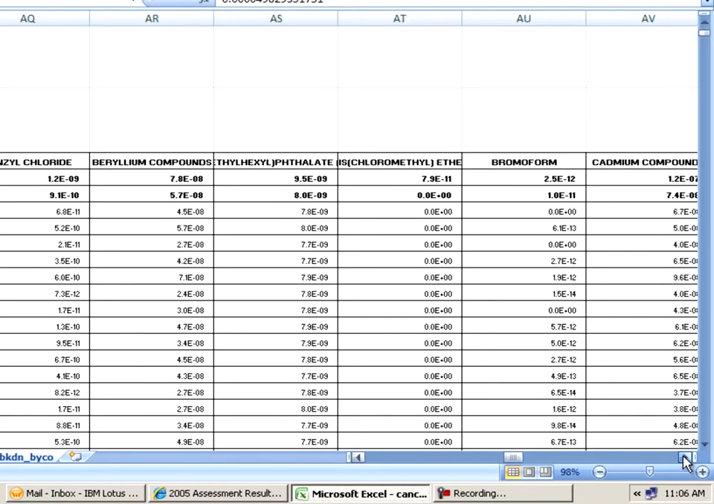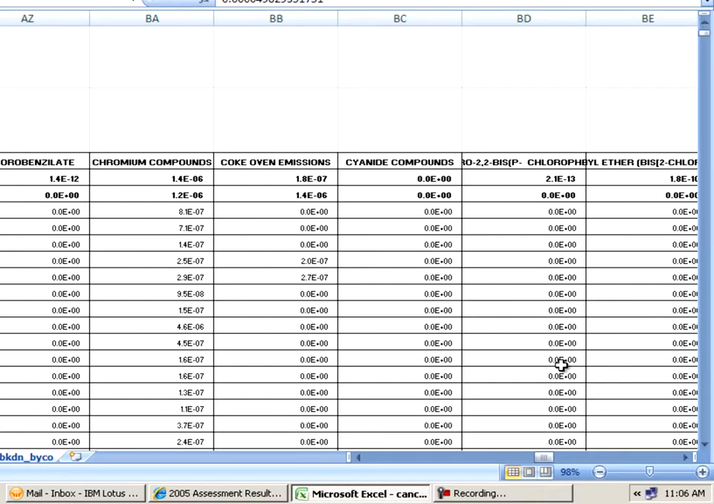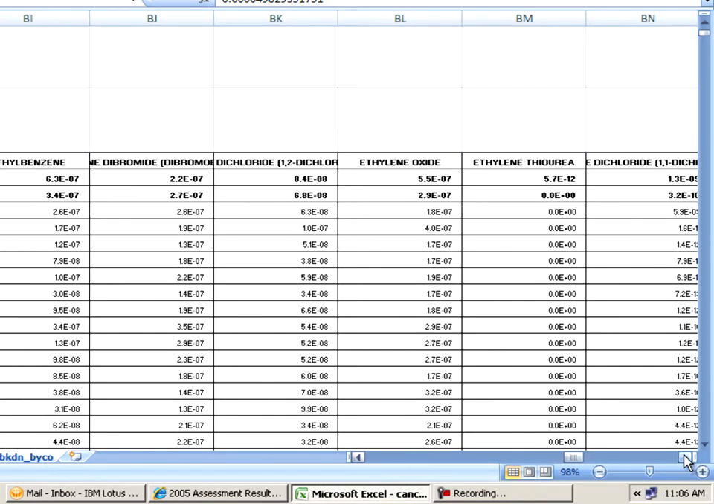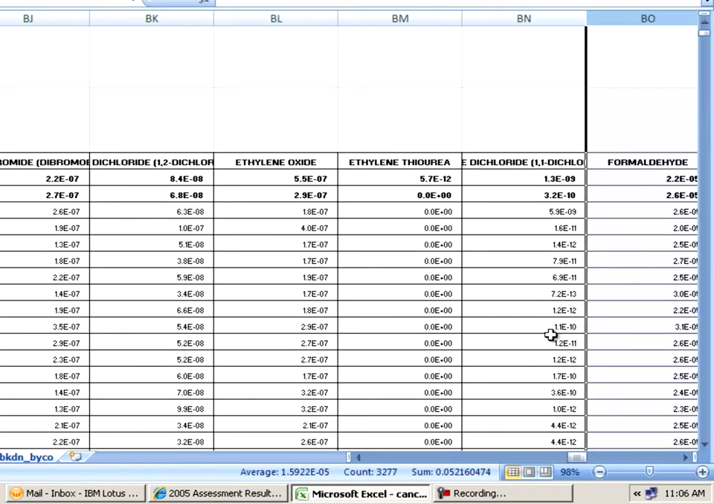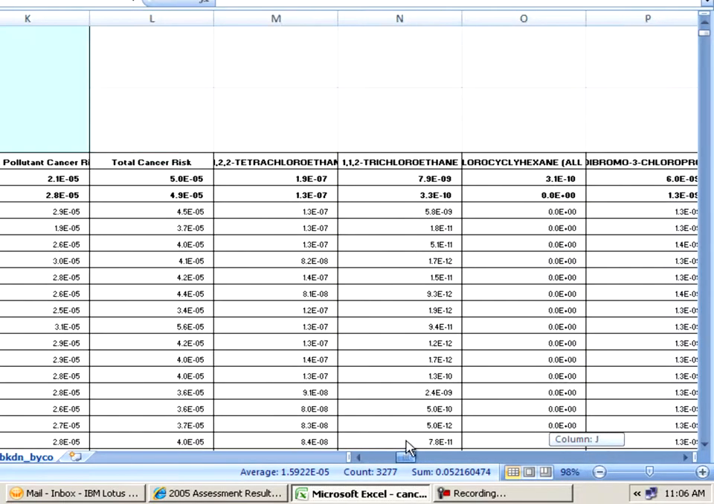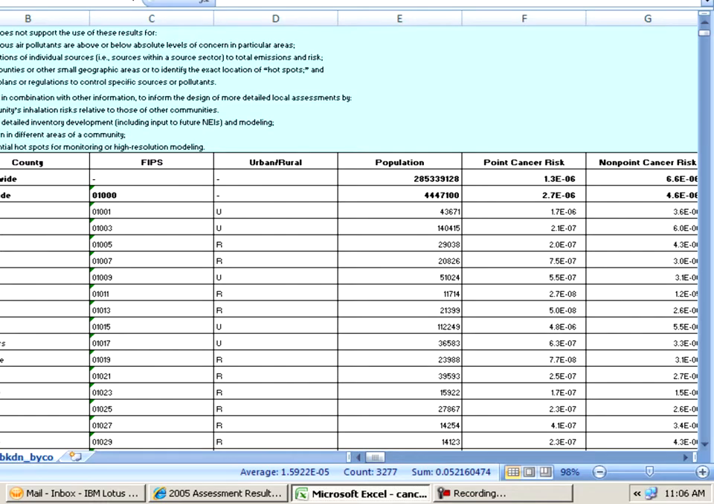And if we get over something like, let's find formaldehyde here, you'll see that the biggest portion of that national risk is from formaldehyde at about 22 in a million. So about 44% of that total risk is coming from formaldehyde. And we have the same data broken down statewide. Here's Alabama's, just alphabetically the first state, as well as all counties in that state.